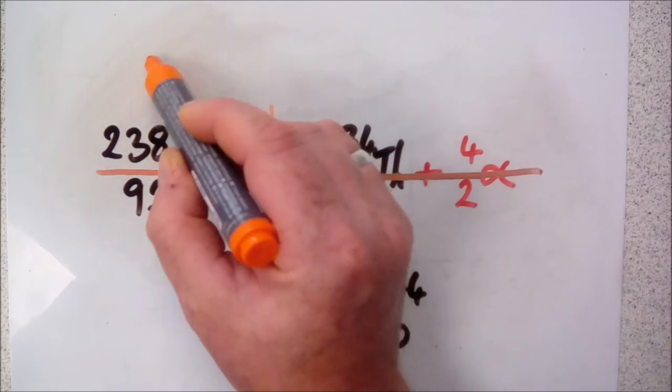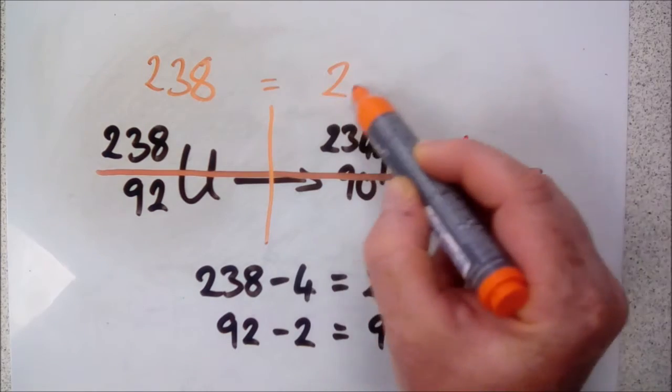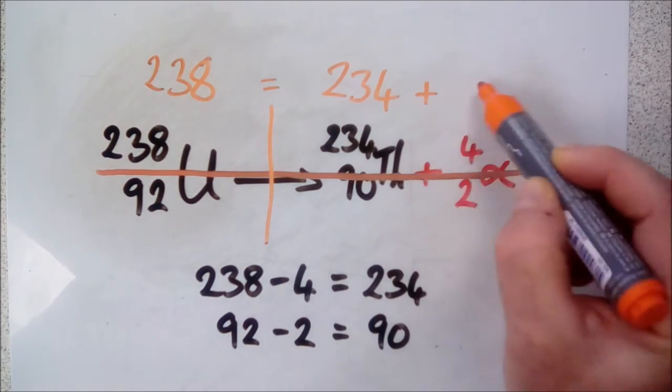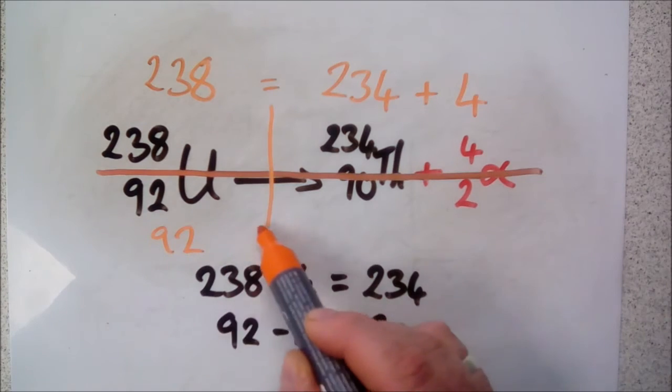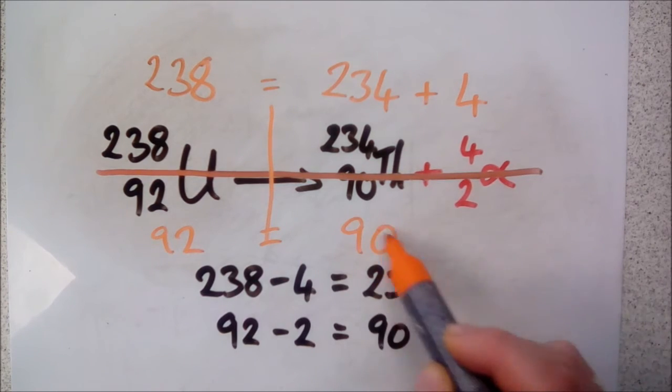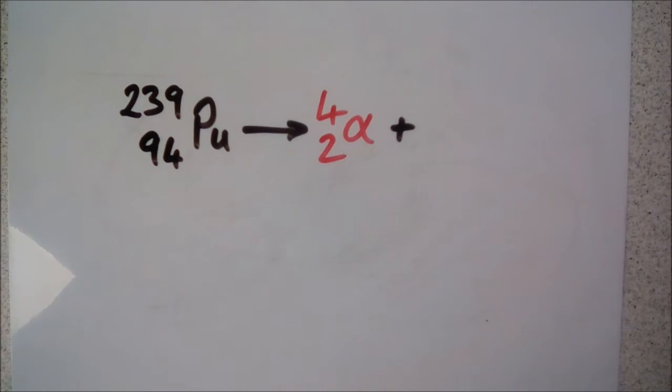So 238 must equal 234 plus 4. 92 must equal 90 plus 2. And so we can see that it's just some basic arithmetic. Let's have a look at another example.